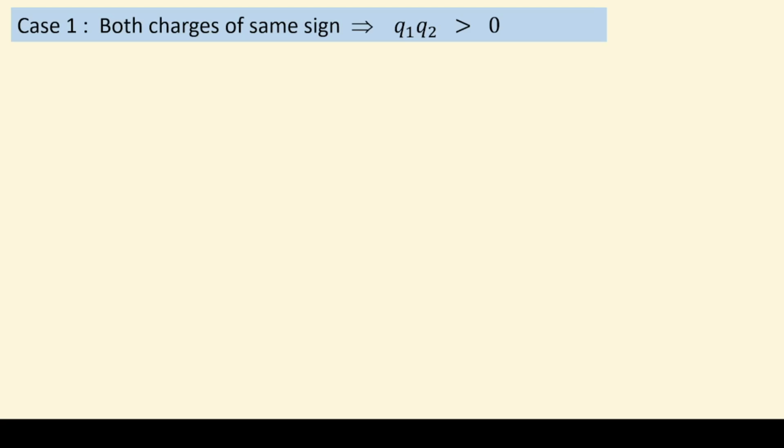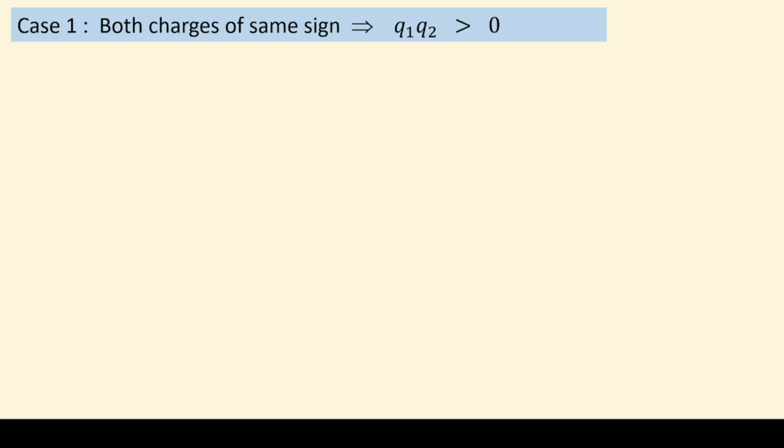First of all, we will be considering only two charges, and we shall be drawing the vector diagram for the repulsive forces and the vector diagram for attractive forces. Number 1, we consider both charges are of the same sign. If both charges are of the same sign, Q1 into Q2 will be greater than 0. That is, the product of charges is positive when both the charges have the same sign.